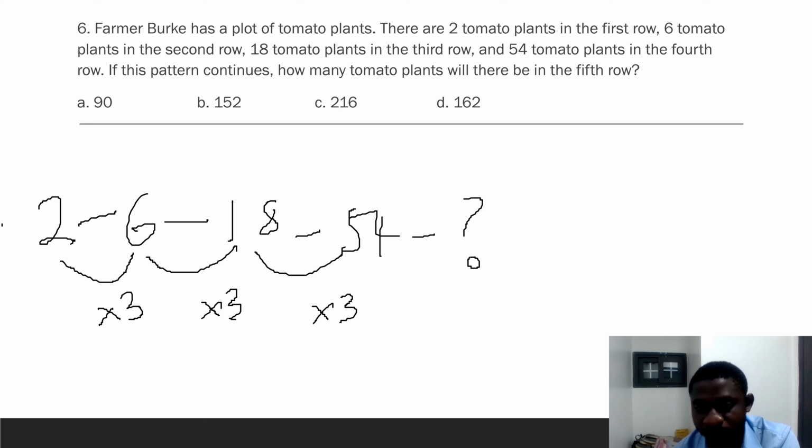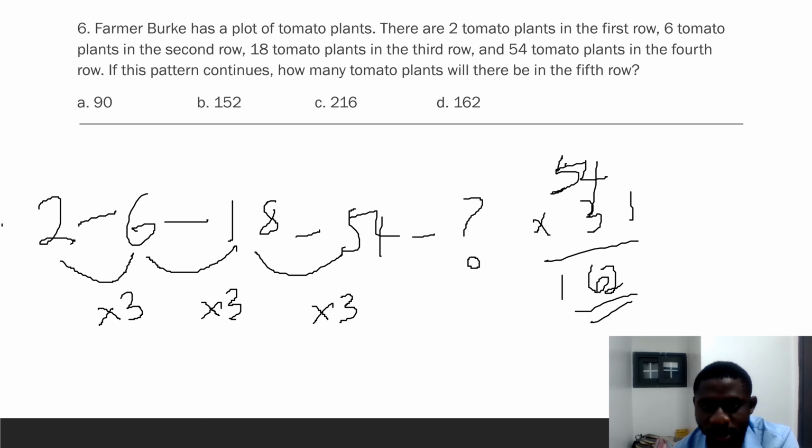So from 54, the next number is likely to be also times 3. So therefore, let us find 54 times 3. So 3 times 4 would give you 12, so 2 remainder 1. 5 times 3 would give us 15 plus 1, that's 16. So now going through our answers, we have 162, so our option D.